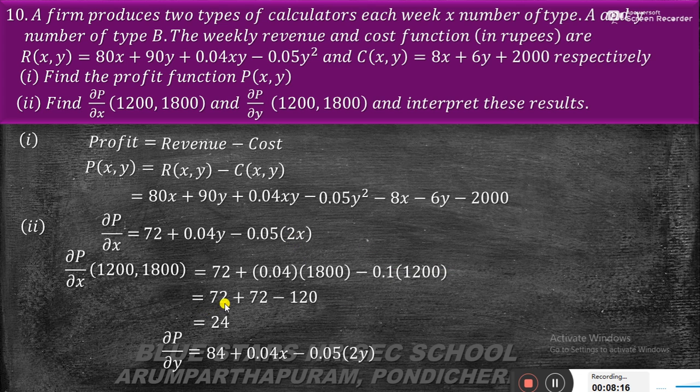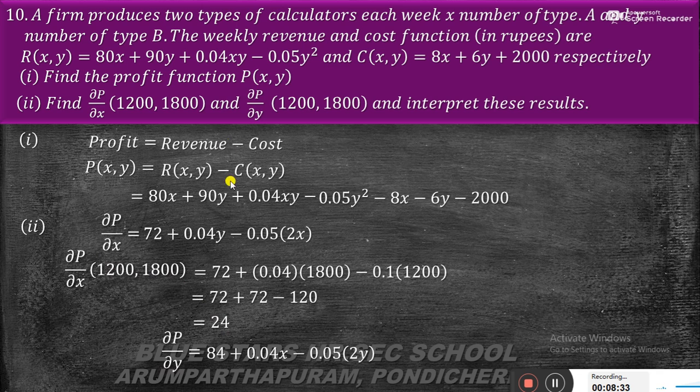In the next step, 72 plus 0.04 into 1800 is 72, so 72 plus 72 is 144, minus 120, so 24. Therefore dou p by dou x at the point 1200, 1800 is equal to 24.